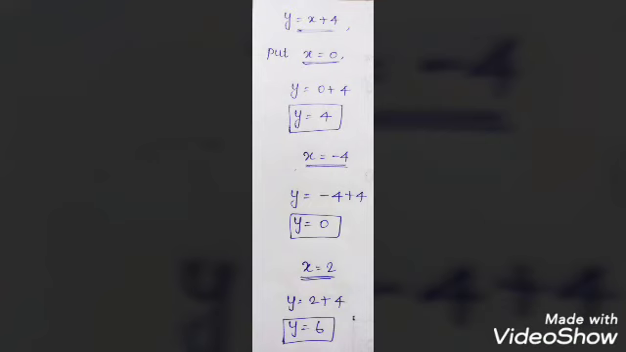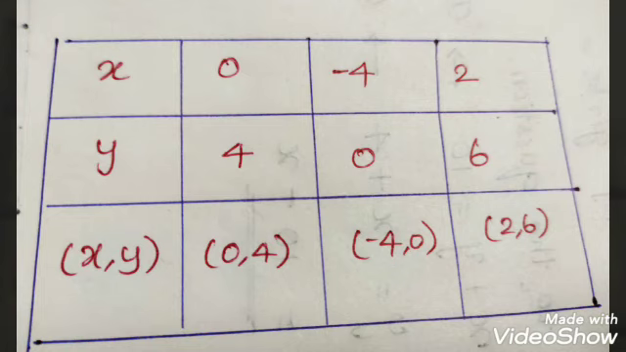Next your second equation, y equal to x plus 4. First put x is equal to 0. 0 plus 4 will give you 4. Next x is equal to minus 4. Minus 4 plus 4 will give you 0. Next x is equal to 2. Whatever value you want you can put. So y equal to 2 plus 4 will give you 6. So in the second equation we are substituting the value of x, we are getting the value of y.